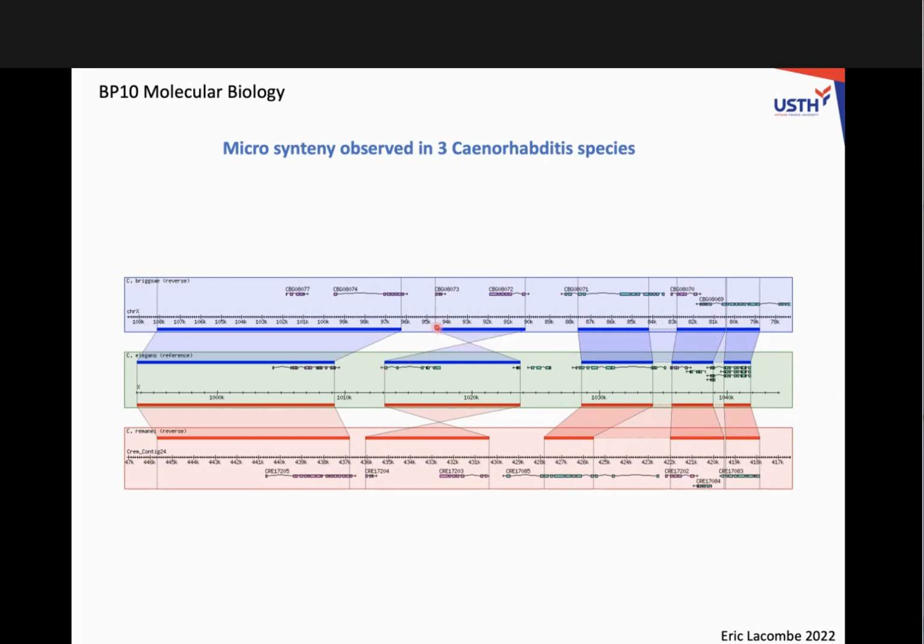It means that this position in Briggsae corresponds to this position in elegans, and this position in elegans corresponds to this position in Briggsae. And exactly the same concept there. So it means that this sequence in C. elegans that we found reversed compared to Briggsae is also found reversed in Remanei. Do you understand the idea?